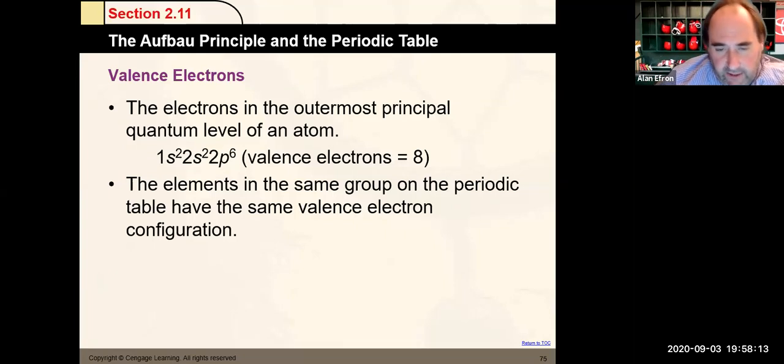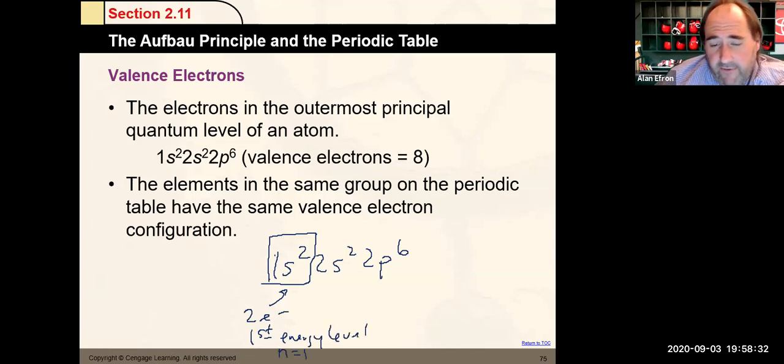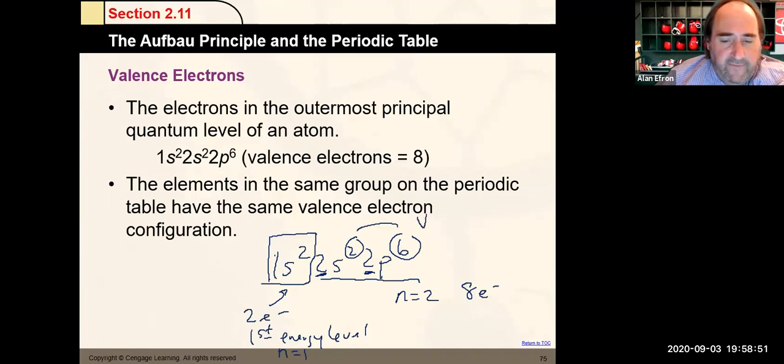When we write an electron configuration like we have here for our oxygen, we have 2 electrons here on the first energy level, our n equals 1. In terms of our second energy level, our n equals 2, we have a total of 8 electrons that are present, and that is here and here. So they're both on the second energy level. There's 8 electrons, and these would be the valence electrons.